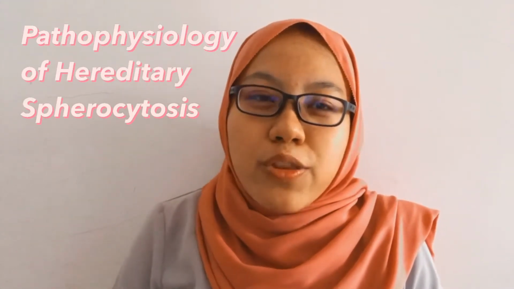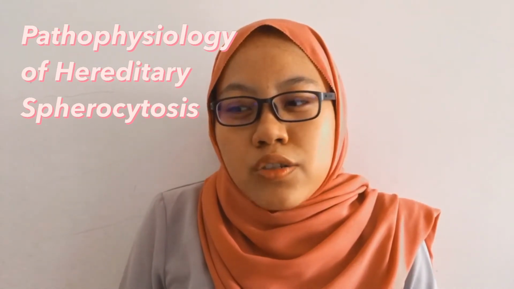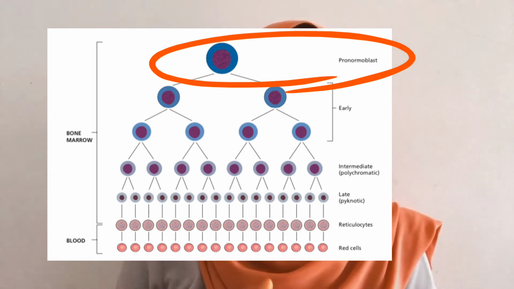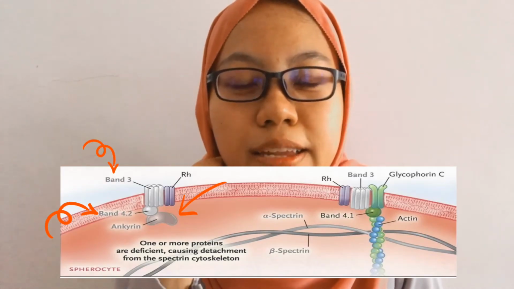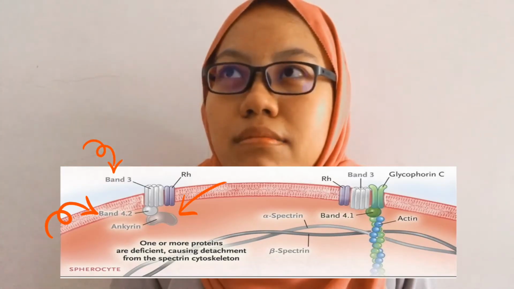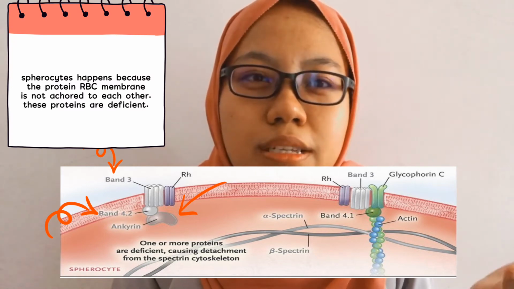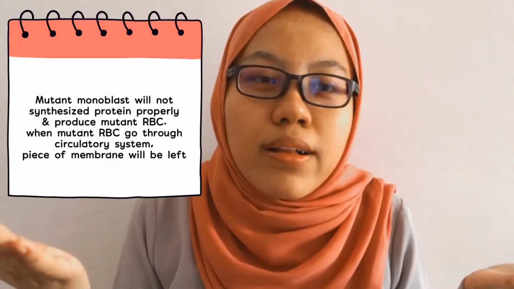So now we move on to the pathophysiology of hereditary spherocytosis. Before that, how can a red blood cell become a sphere? We need to go way back to the early process of the red blood cell, which is the normoblast. If the normoblast has a gene deficiency affecting RBC membrane proteins such as spectrin, ankyrin, and band 3, it means the protein isn't built or used well at all.